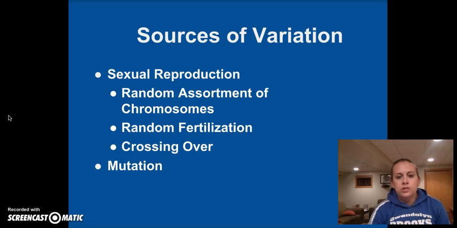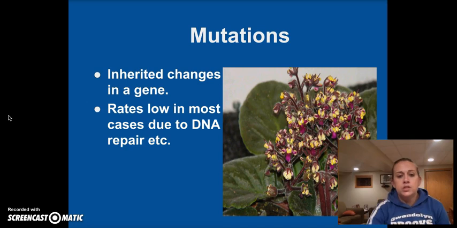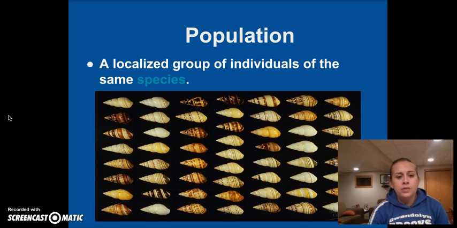So we want to review really quickly the sources of variation from sexual reproduction. You've got random assortment of chromosomes, so the way that chromosomes line up during meiosis is random. Random fertilization: which egg is fertilized by which sperm is completely random. And then you also have crossing over, which happens again during meiosis, and it's when little pieces of homologous chromosomes break off and switch places with each other. And then you also have mutations. Mutations are inherited changes in a gene, and rates of mutation are usually really low because the DNA repair mechanisms work so well.